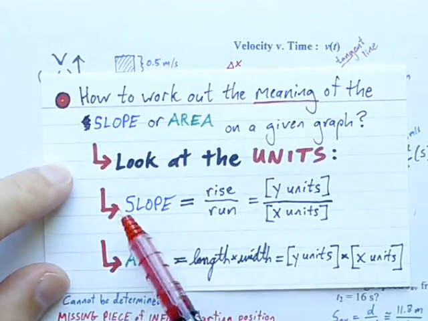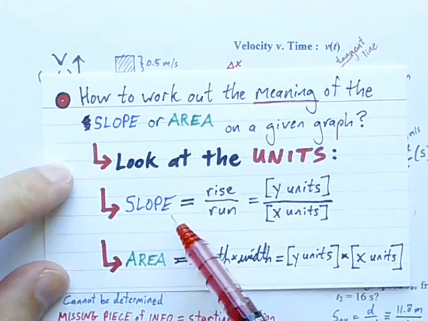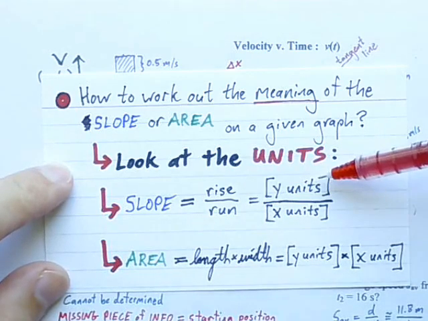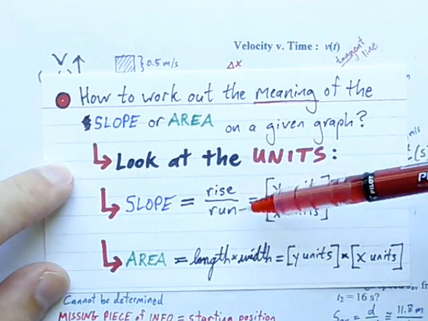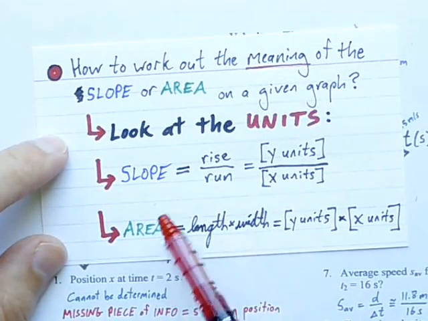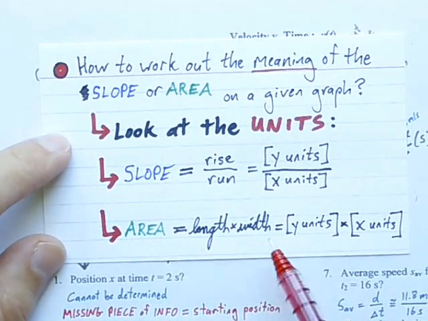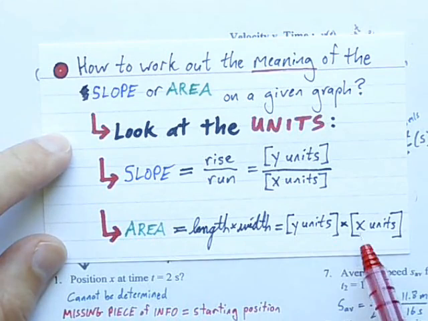A slope is always a rise over run. So a slope has units. Its units will be the units on the y-axis divided by the units on the x-axis, for rise over run. Likewise, an area is always sort of a length times a width if you imagine a rectangular area. And an area has units as well. It'll be the units on the y-axis times the units on the x-axis, for the length times the width.